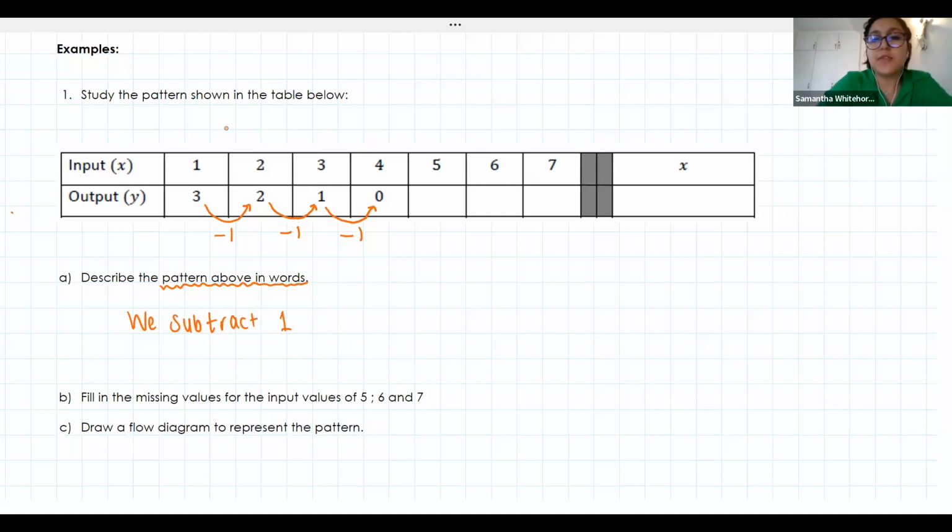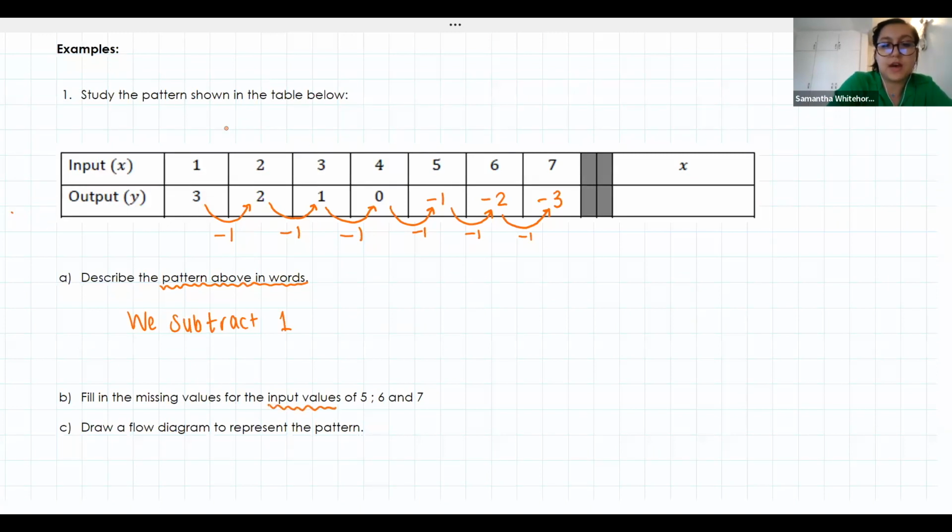Okay, so that then means we can continue our pattern. If we say 0 minus 1, we get a negative 1. If I say negative 1 minus 1, I get a negative 2. And if I keep going, I can continue my pattern basically for as long as I want.